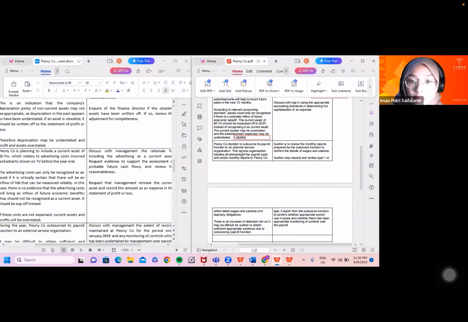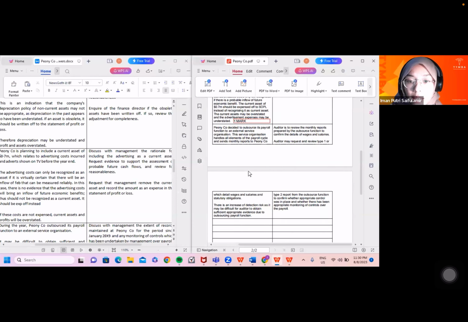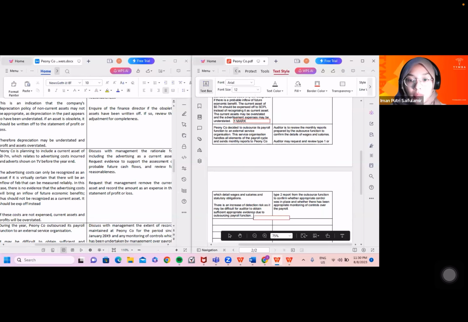Pony decided to outsource its payroll function to an external service organization. This service organization handles all elements. Okay, there is an increase of detection risk as it may be difficult for the auditor to obtain. Okay, this is 1 mark here. Okay, this is 1 mark.